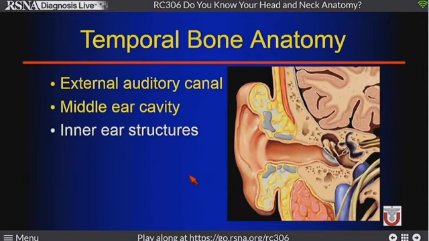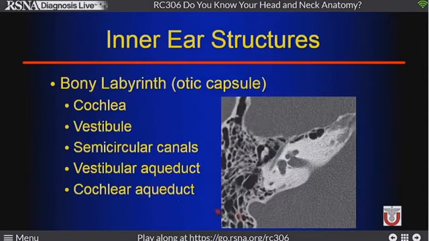So that's the EAC in the middle ear, and we're going to finish up with the inner ear and the nervous structures that are around them. So the inner ear structures, we have the bony labyrinth, or the otic capsule, the very dense bone that's around the membranous labyrinth, the fluid-filled structures.